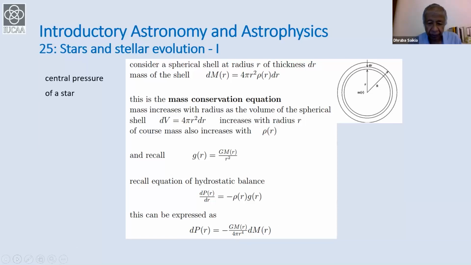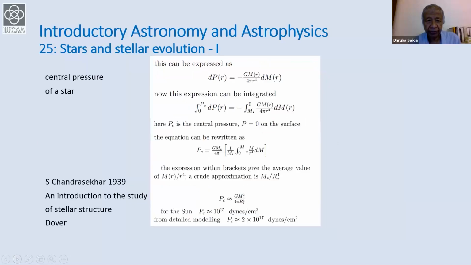It's a very simple thing. You can do it yourself after I circulate these PDF files with you. So this is the equation we get by just substituting expressions for rho(r) and g(r) in the equation of hydrostatic balance. Now I will integrate this expression from the surface to the center of the star. Pressure at the surface is 0 and is maximum at the center. Pc is the central pressure. P0 is equal to 0 at the surface.